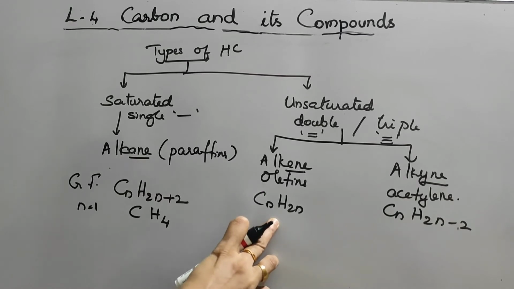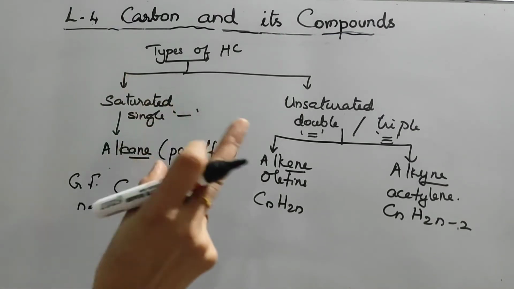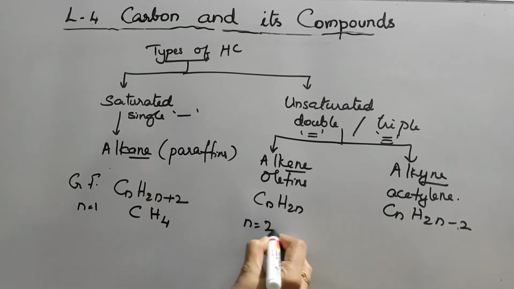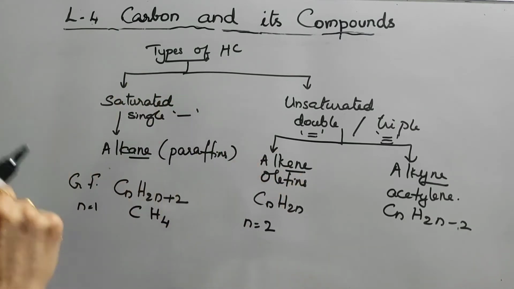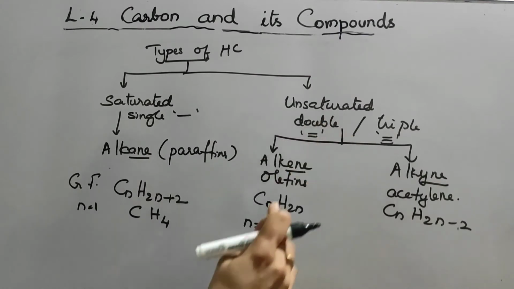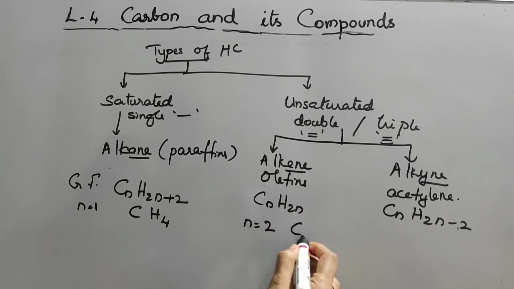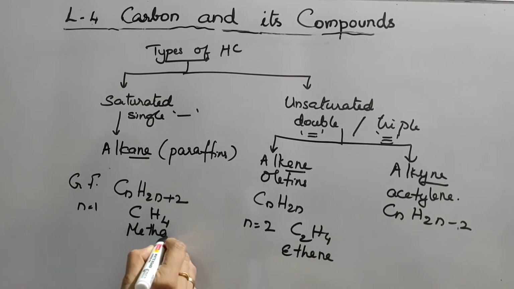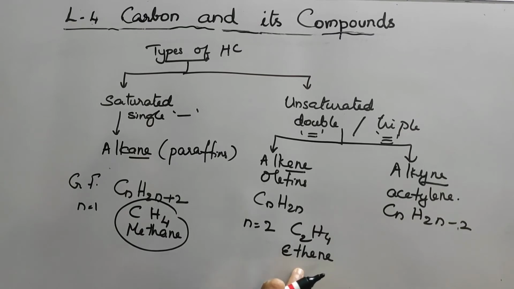And what about the first member of the alkene? We already studied this. Unsaturated hydrocarbon means two carbon atoms are connected. So minimum how many carbons do we need? Two carbons, so there is no 1. So n is equal to 2. That's why I told you to specify two carbon atoms. So C2, H 2 into 2 is 4. The name of this one is ethene. There is no methene. The first member of the alkane is methane, and the first member of the alkene is ethene.